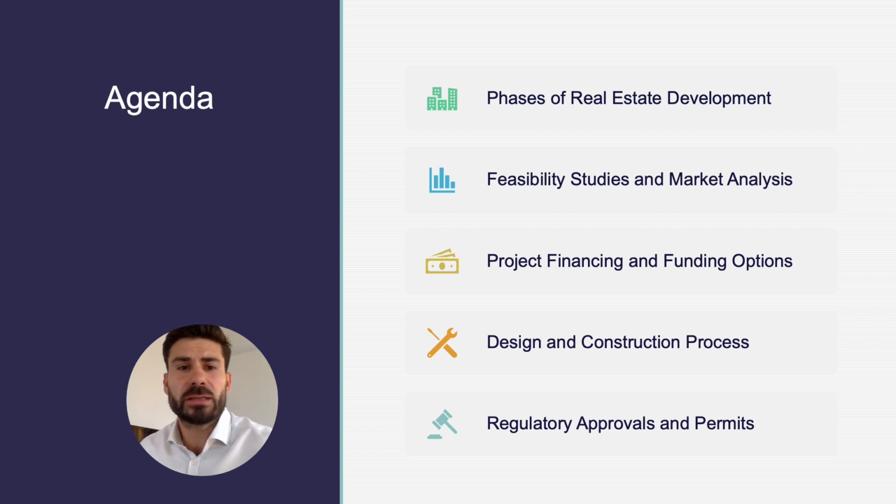So here's what we'll be covering today. We'll start by looking at the various phases of real estate development, from initial concept to final delivery. Next, we'll dive into feasibility studies and market analysis, which are crucial for determining the viability of your project. We'll also discuss project financing and the different funding options available. After that, we'll move on to the design and construction process, where we'll discuss the key steps involved. Finally, we'll cover the regulatory approvals and permits that are essential for legal compliance.